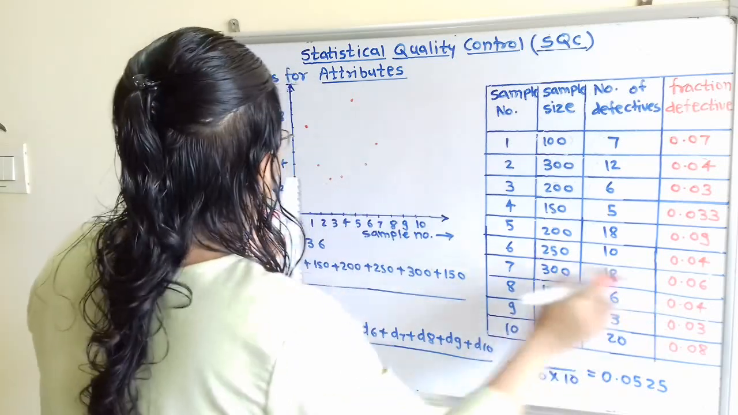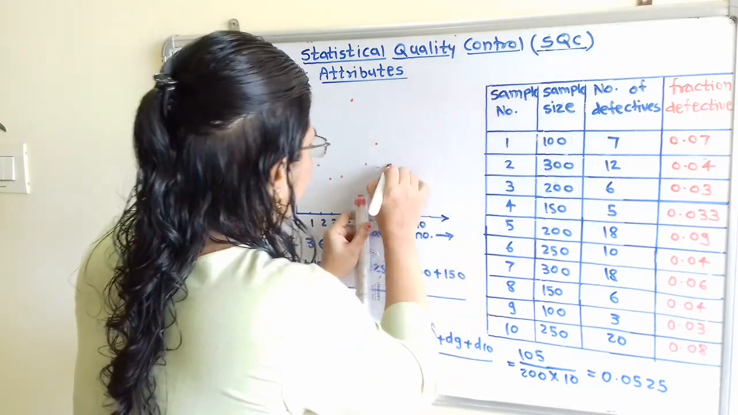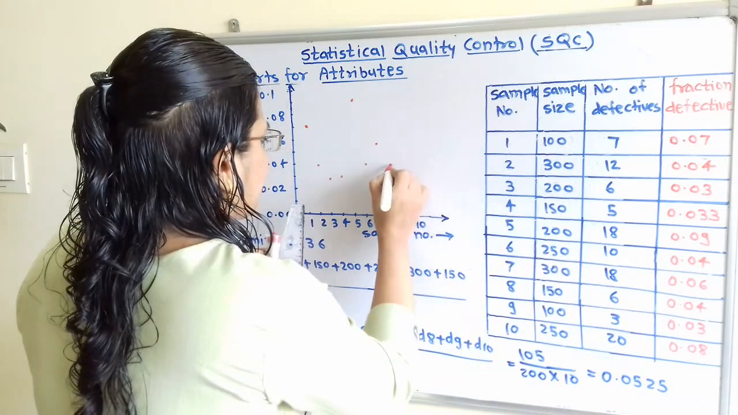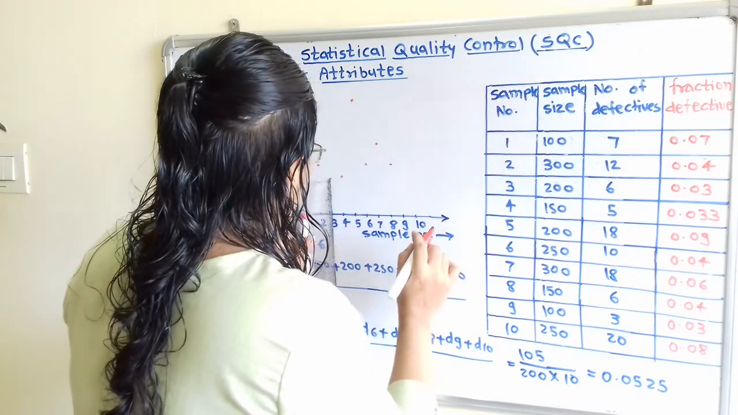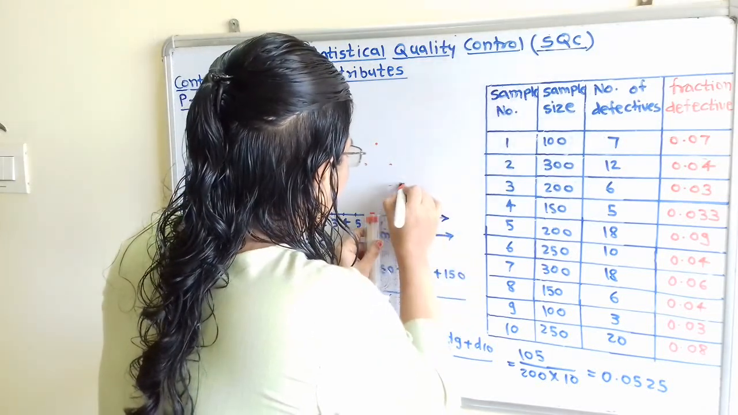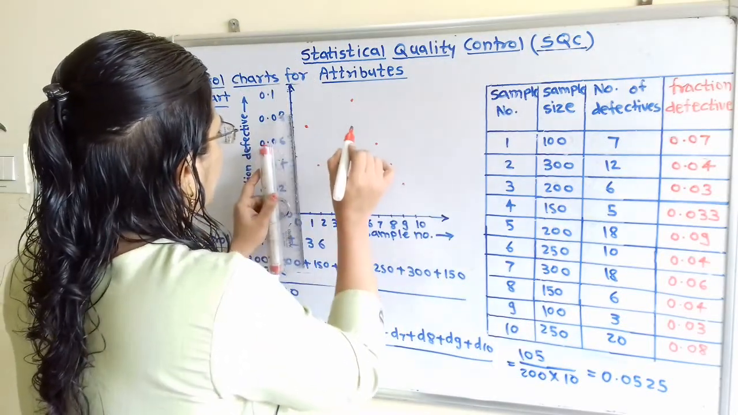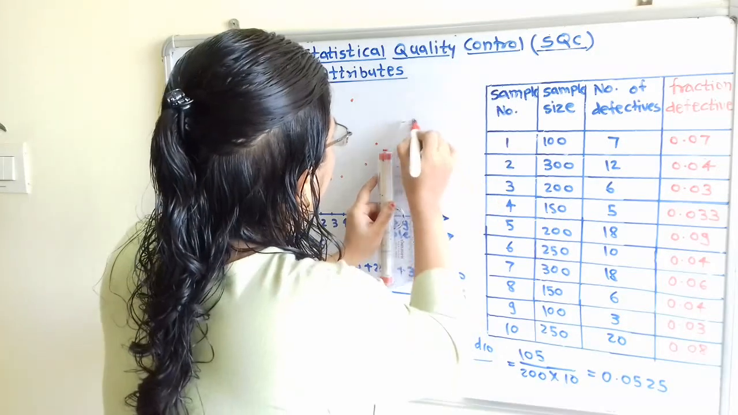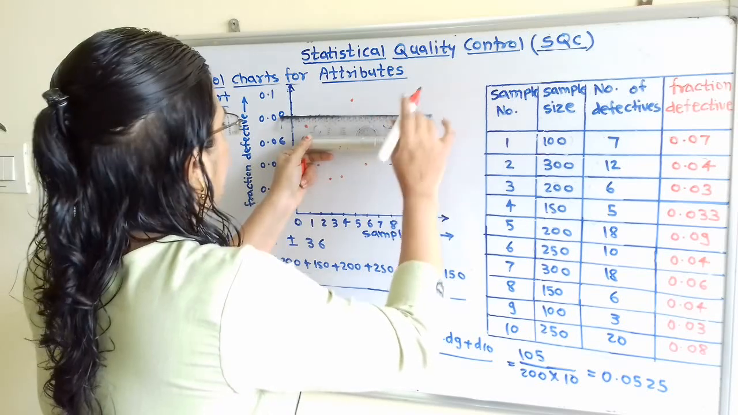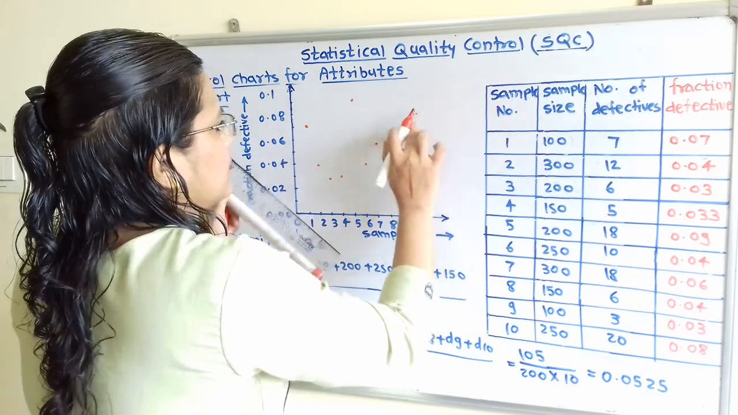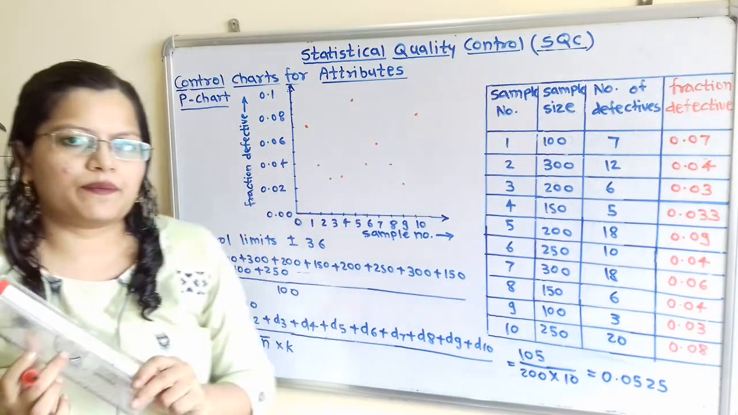Then 8 it is 0.04, so again we will plot here 0.04. Then 0.03 for ninth, so we will take one point. And then 0.08, so here is 0.08, for the sample number 10 it is 0.08. So we have to select this horizontal distance. These are the plottings of all the sample numbers.